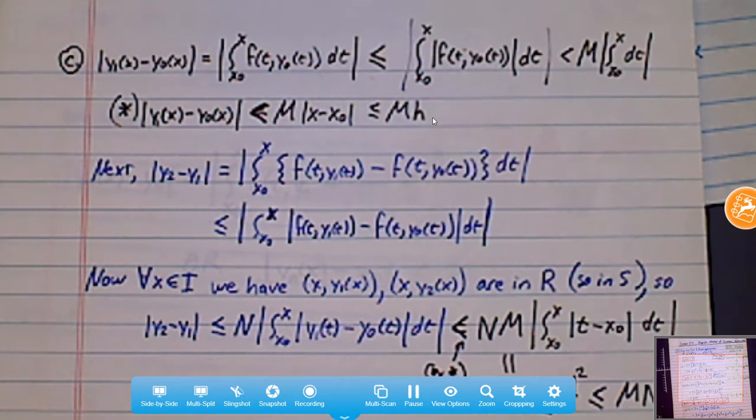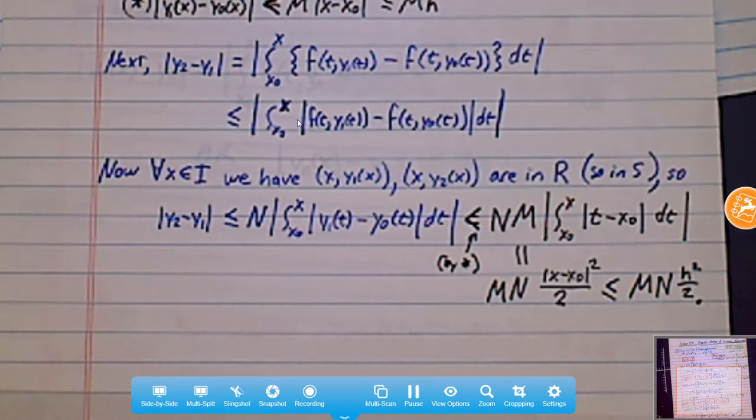Now, the next step, you look at y2 minus y1. They use that inequality again and bring the absolute value inside. They say for all x in the interval I, these 2 points are in R. Now, how do we know that? It says y1 and y2 are both in R. Well, because they're both y values. And therefore, you can say it's less than or equal to n times something. That's crazy. Unless you could see it from the picture, I'm not going to have enough time.